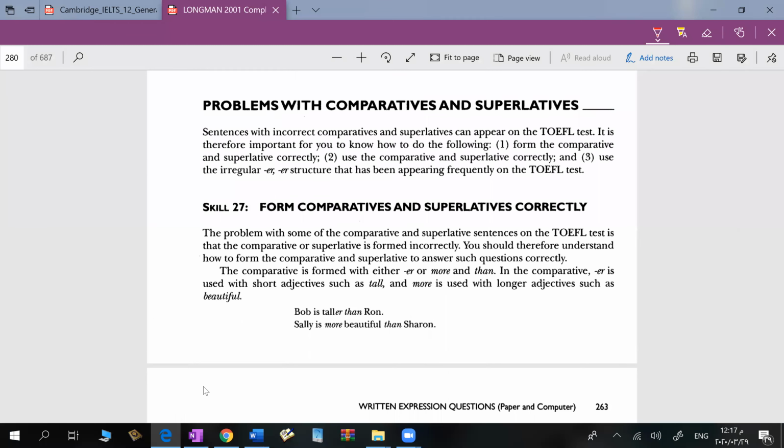Problems with comparatives and superlatives. We were talking just a little. Oh, we've exceeded time, huh? Oh, time's over. Okay. That's enough for today. Let's start next time with comparatives and superlatives.